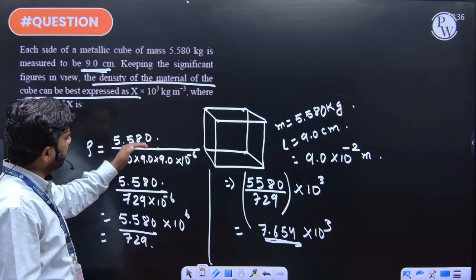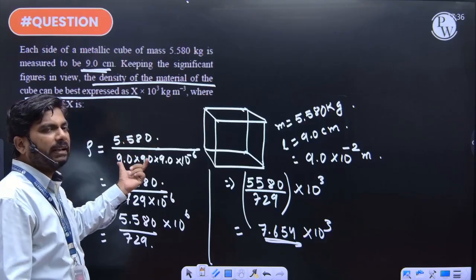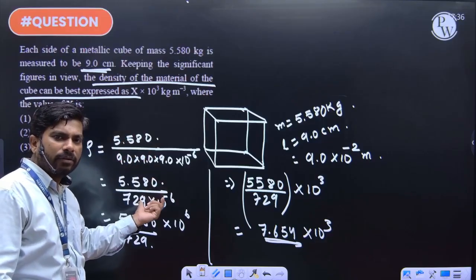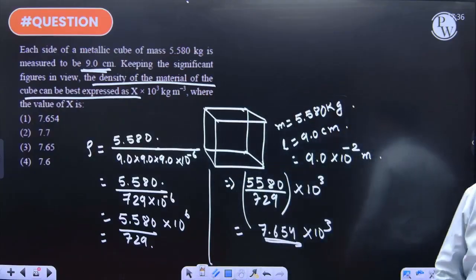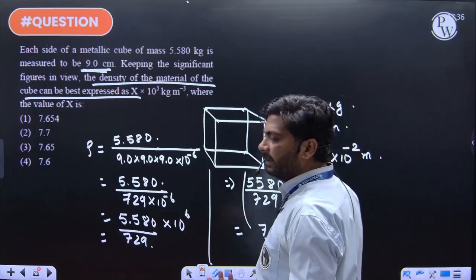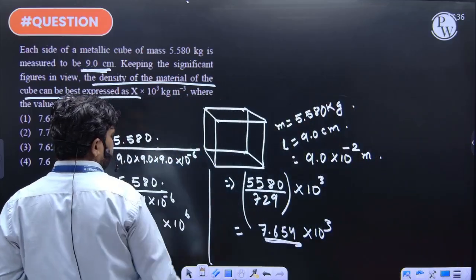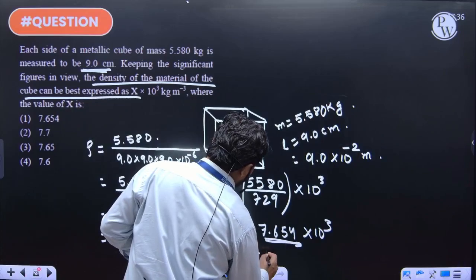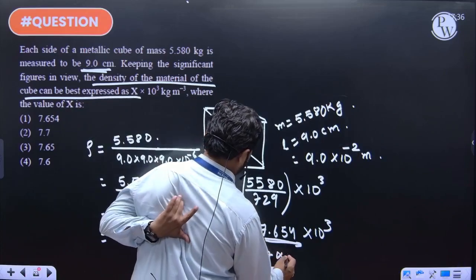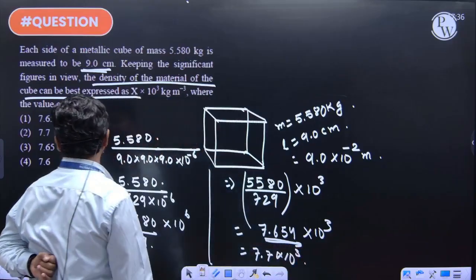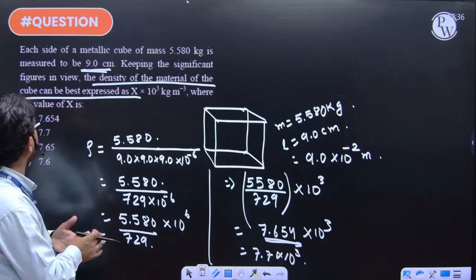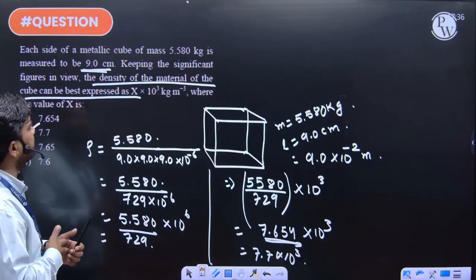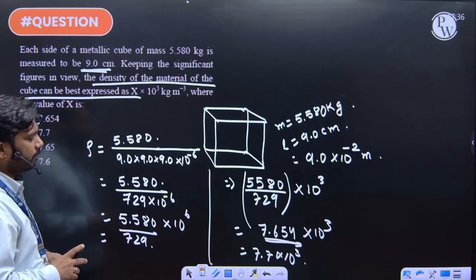When you are multiplying or when you are dividing, you have to take the least one. When you are dividing also, you have to consider the number which is having the least significant figure in the final answer. So in this case, how much it will be? 7.7, after correcting it to correct significant figure. So 7.7 is your answer. Fine.